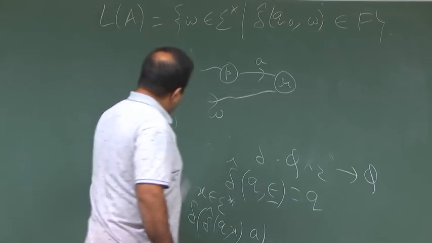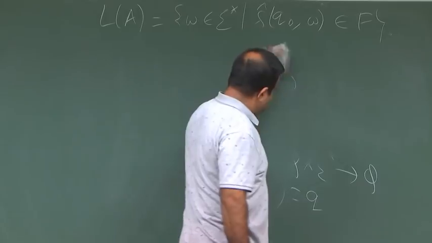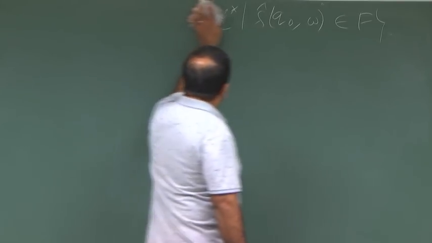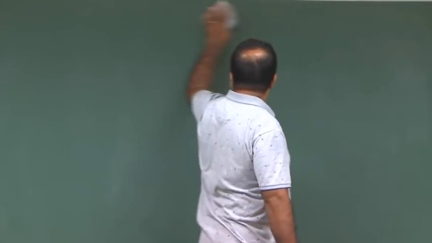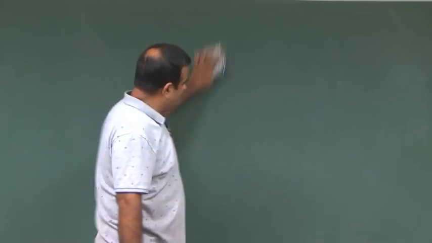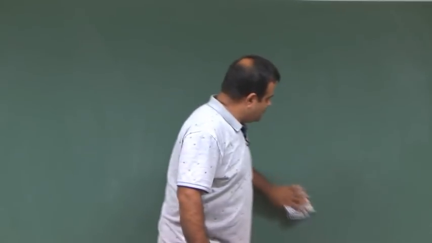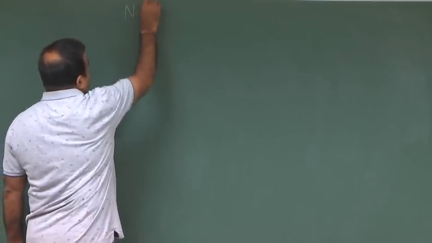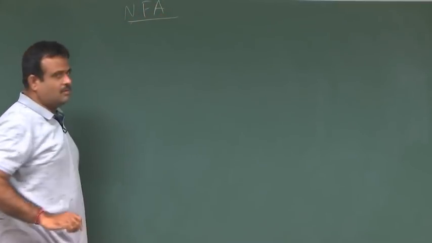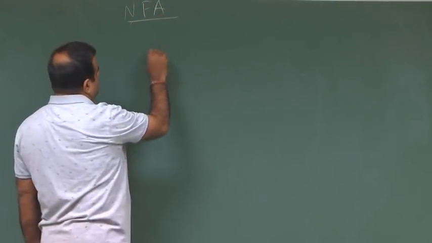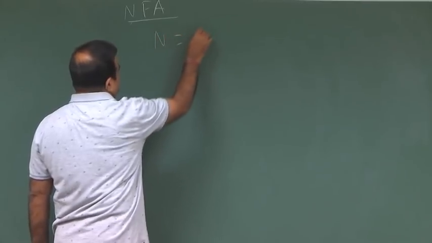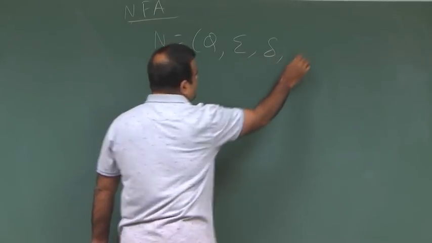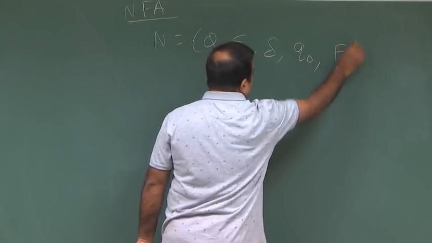Okay, so these are the DFA, deterministic finite automata. Now we will define what is called NFA, non-deterministic finite automata. Then we talk about the language accepted by NFA. Okay, non-deterministic finite automata. So it is also a 5-tuple: Q, sigma, delta, q0, F.